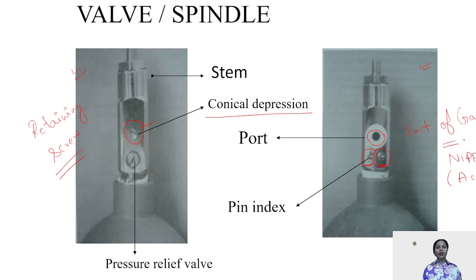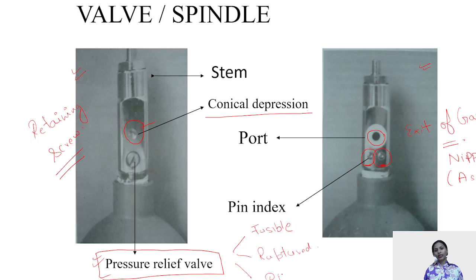And just below this conical depression, we have another safety mechanism that are your pressure relief valves. Pressure relief valves are for if by any chance the pressure of the cylinder increases. So these valves help to dissipate the extra pressure. These pressure relief valves are of three types: fusible plug, ruptured disc, and pressure relief valves which are spring loaded.